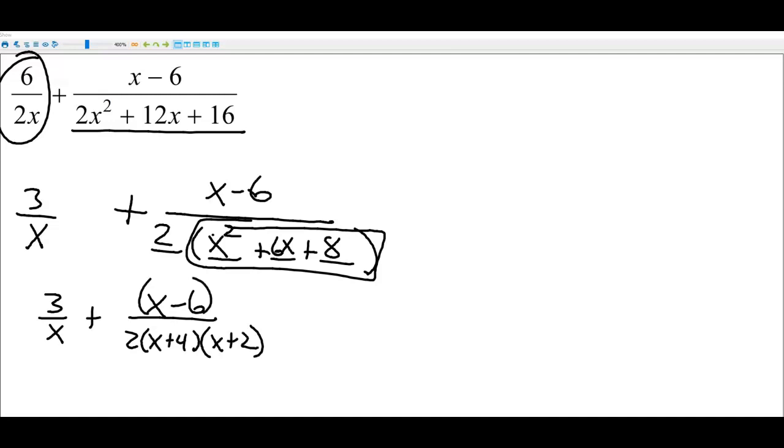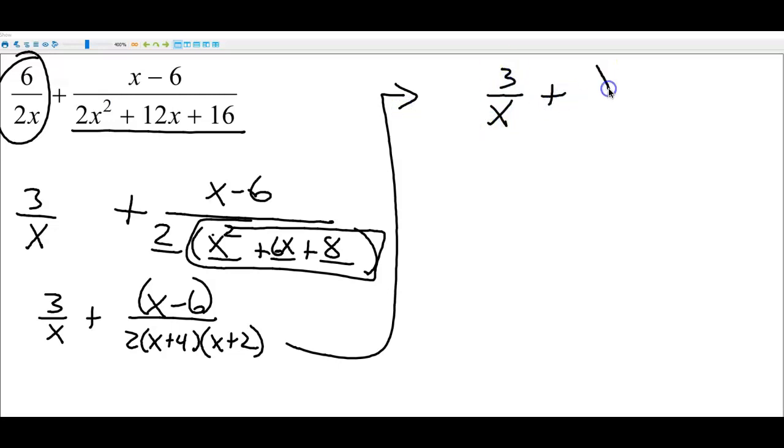The rest of it's old. So, Robin, what would you have us do next? Yep, you want to multiply the denominators. Good. All right, so Brianna, what will I put over here on this side?